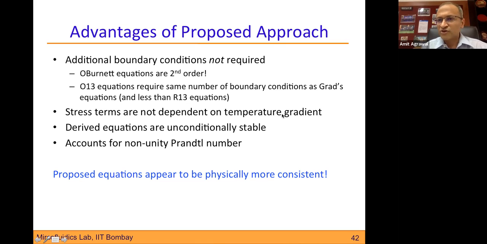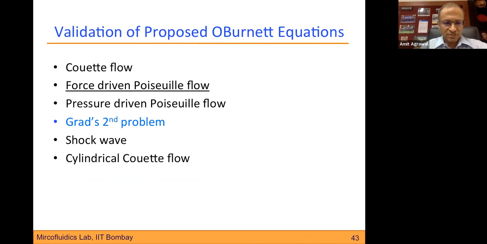This is one thing which a lot of people in the literature have pointed out, that this is aphysical and non-physical. But in our equations, we don't find any such temperature dependence coming out. We have also done the conditional stability analysis, like what Bobylev did, and we found that our equations are unconditionally stable, just like the Navier-Stokes equations are. So we started off with something which is physically more consistent, and therefore we have landed up with a set of equations which are physically more consistent, which is what we would like to see.